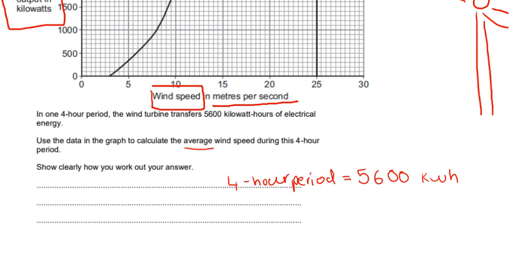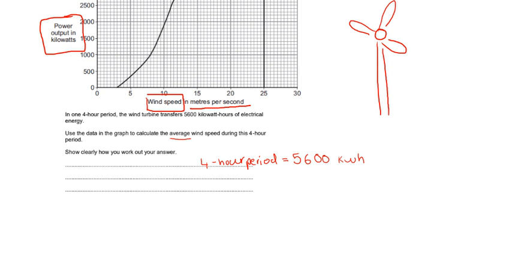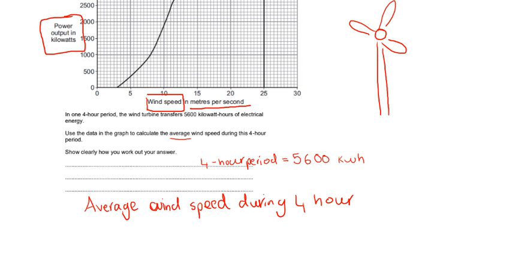Fantastic. So before we can dive into this question, we need the average wind speed during the 4-hour period. That's what we're looking to identify. So how do you work that out?